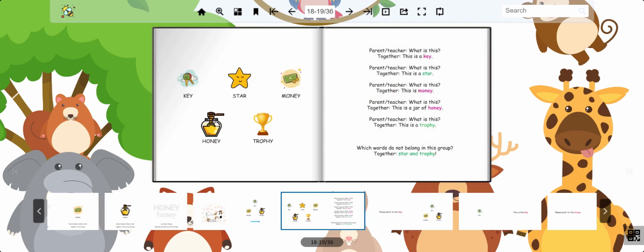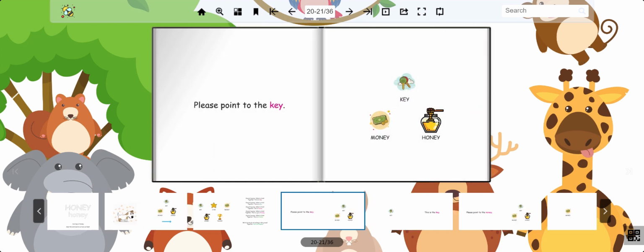Which words do not belong in this group? Key, star, money, honey, trophy. That's right, star and trophy do not belong because they do not have an E-Y sound.